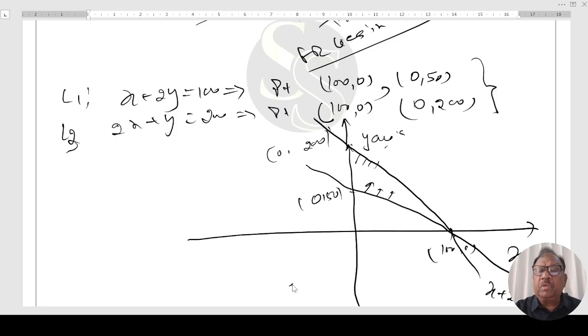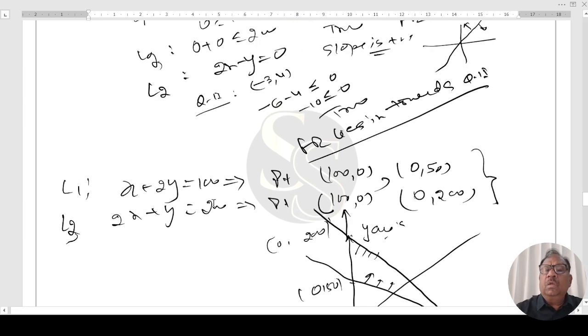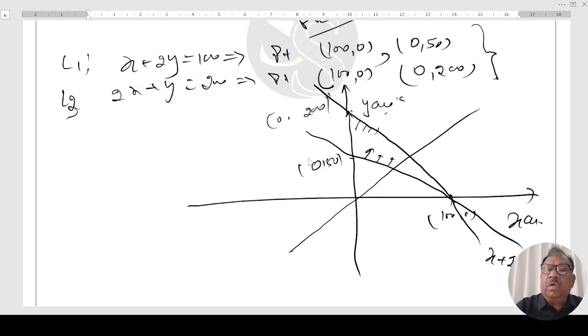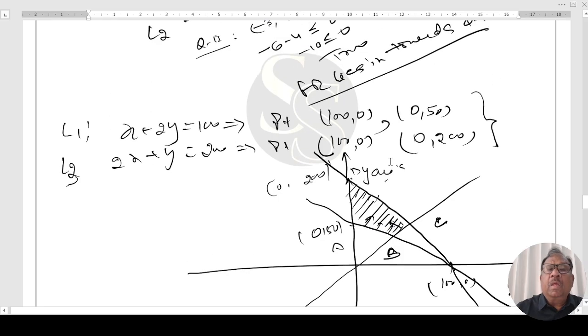And third line is line passing through origin. Passing through origin में हमने लिया था towards origin second or quadrant second. So this is the feasible region. So feasible region is A, B, C, D. Feasible region is the shaded region A, B, C, D.